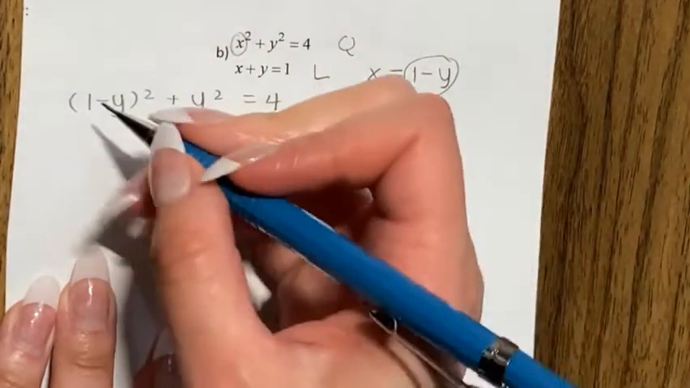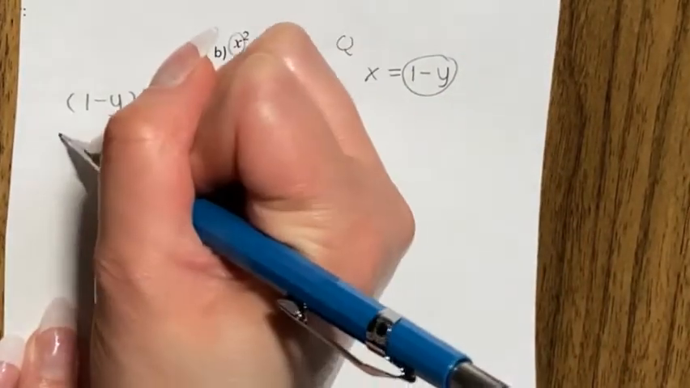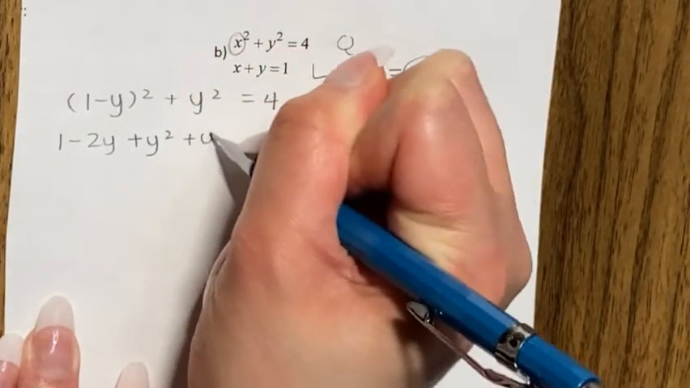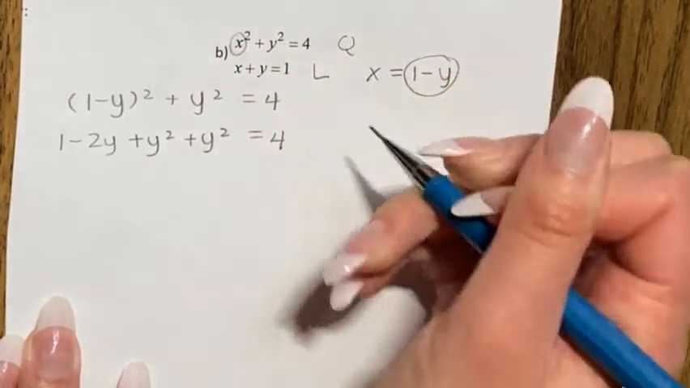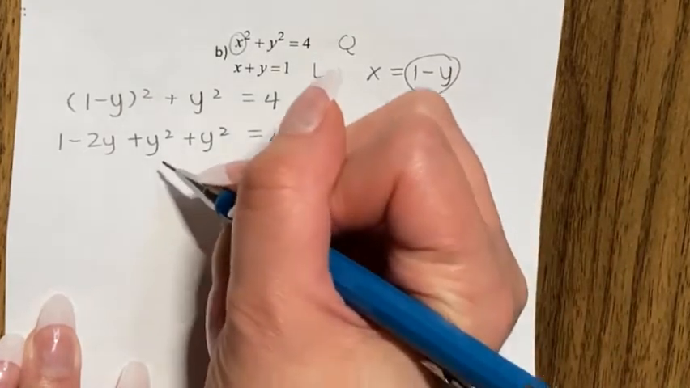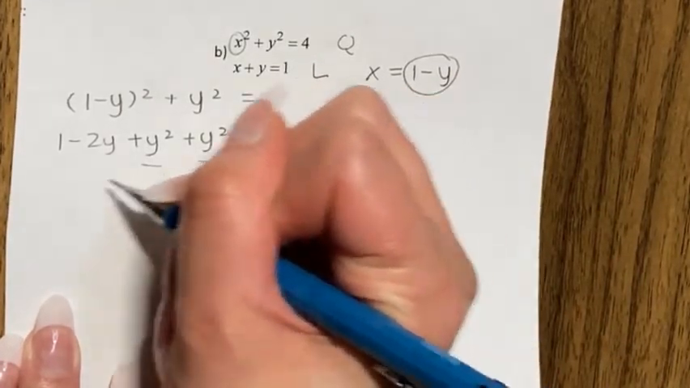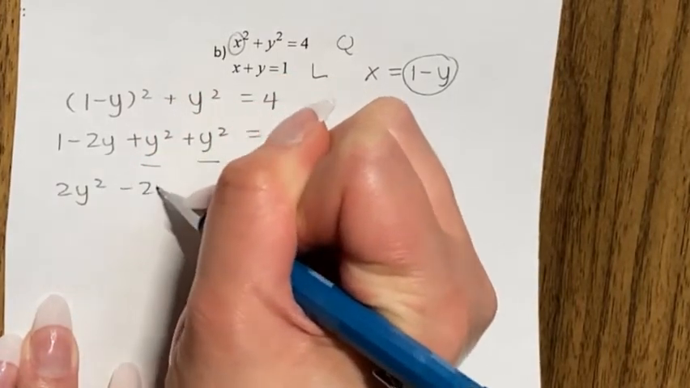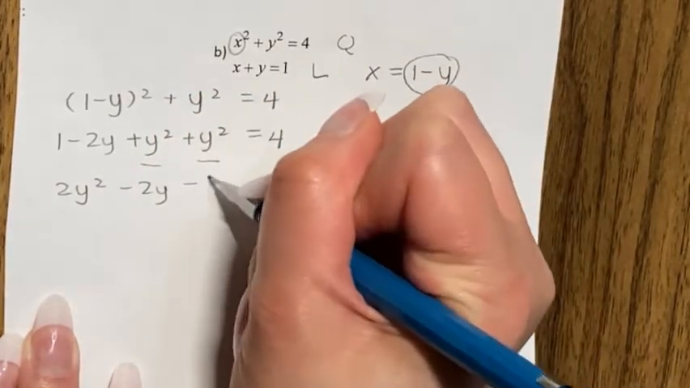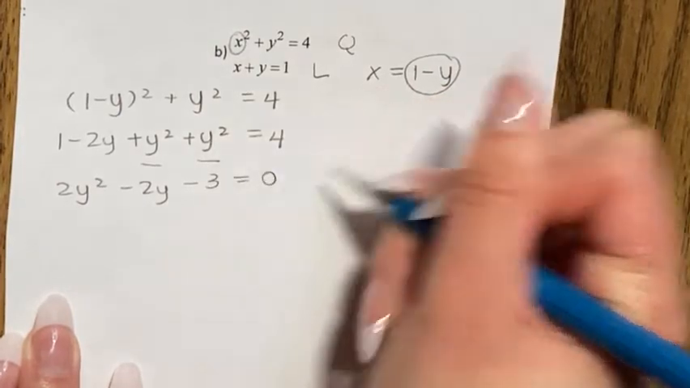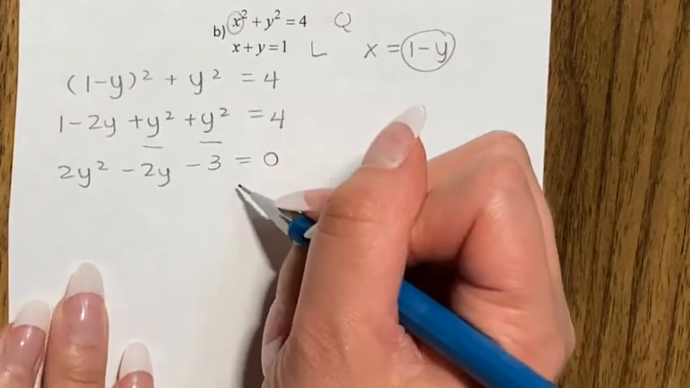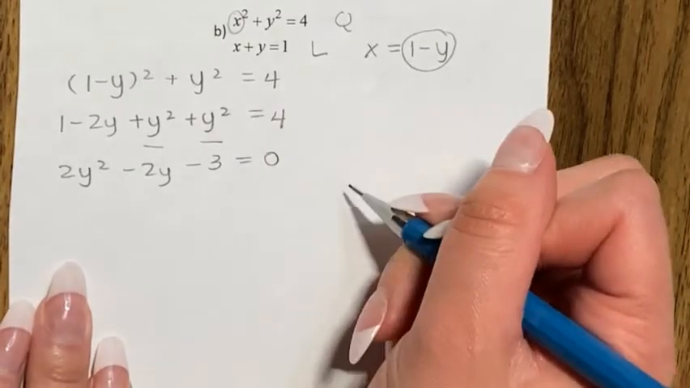After that you need to expand this equation, having 1 minus 2y plus y squared plus y equals 4. After this you need to combine like terms. So you see that these two are like terms, so I would have 2y squared minus 2y, and then I move the 4 to the other side, so you have negative 3 is equal to 0. So at this point you can recognize that we have no option but to use the quadratic formula.